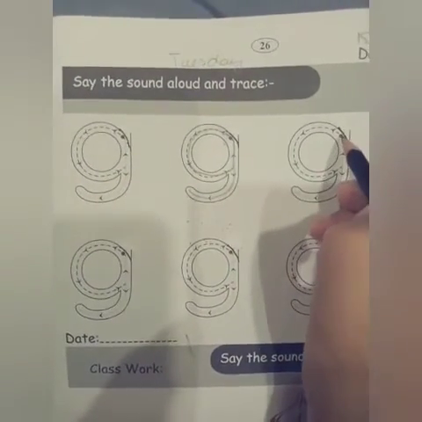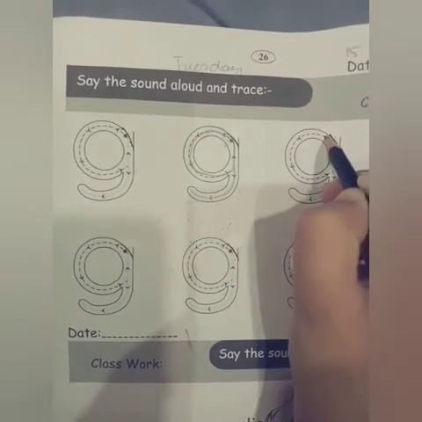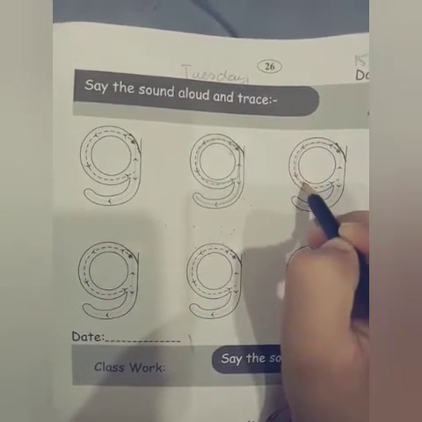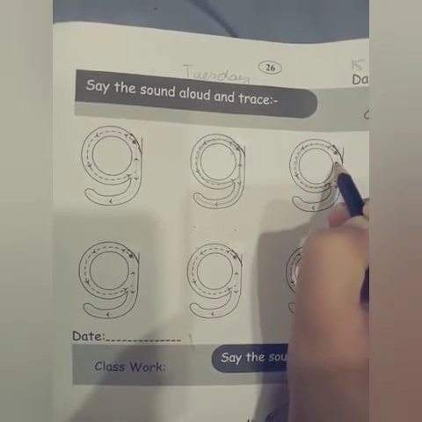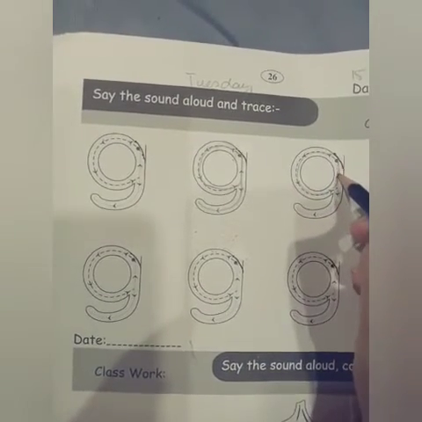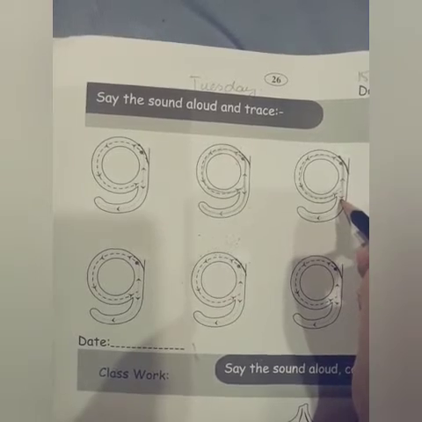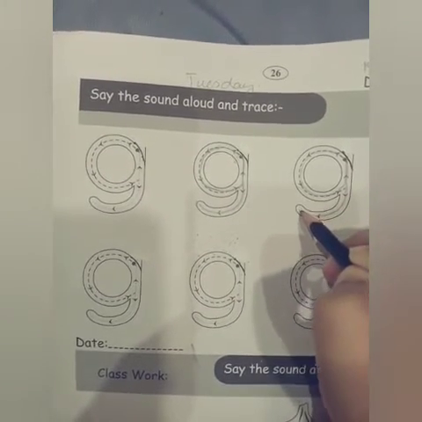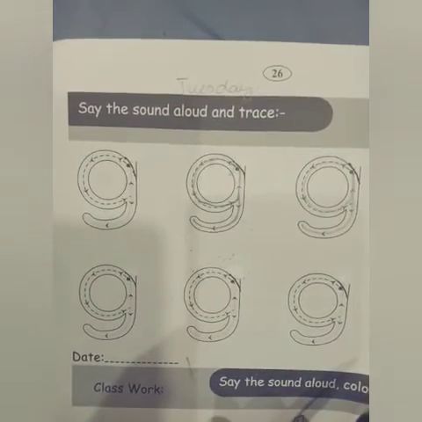Again, you will start it from here, make a circle like this, and then come down in a straight line and make a backward loop like this.